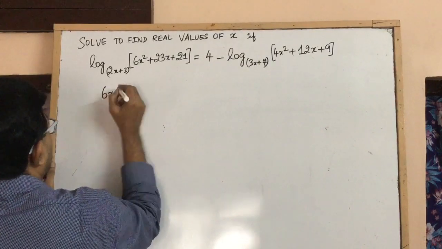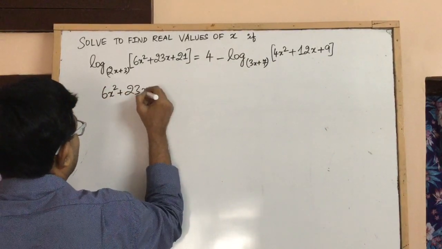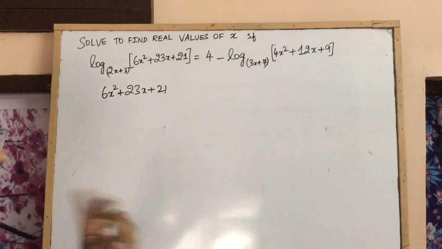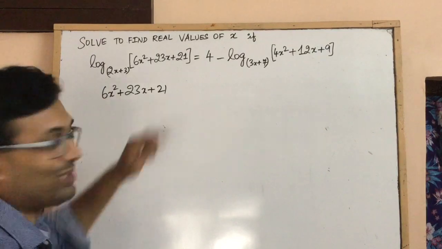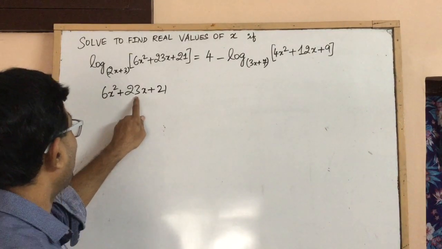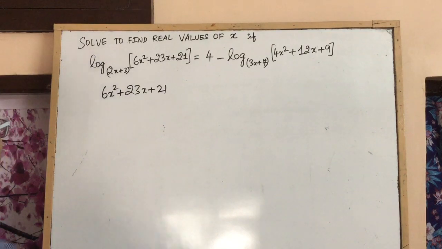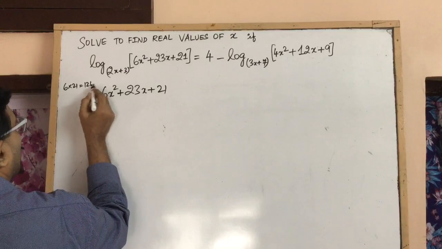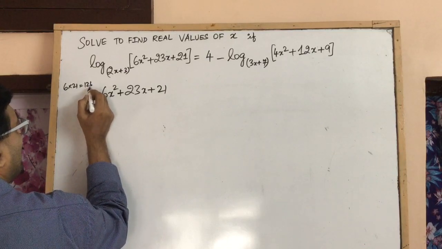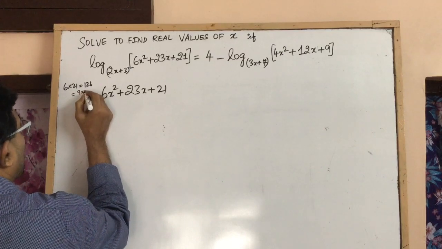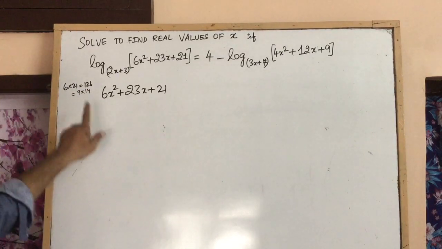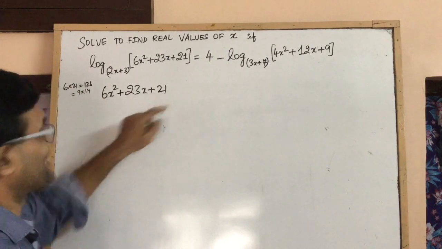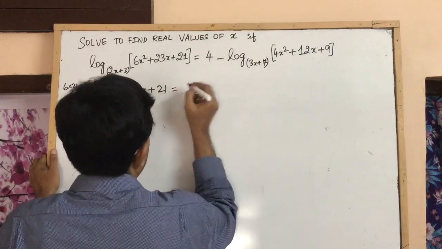Let's look at this. 6x squared plus 23x plus 21. If this were factorizable, we need to be in a position to find two numbers whose product is 6 times 21, which is 126, and whose sum is 23. Well, 6 times 21 is 126, and the sum of the digits is 1 plus 2 plus 6, which is 9. So this must be divisible by 9, right? So this is 9 times 14. Well, it really does work because 9 plus 14 is 23 and 9 times 14 is the same as 6 times 21. So this should be factorizable this way.